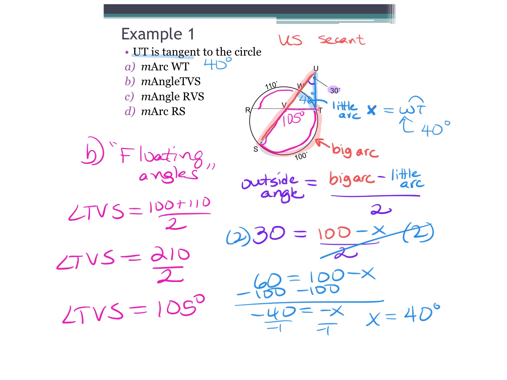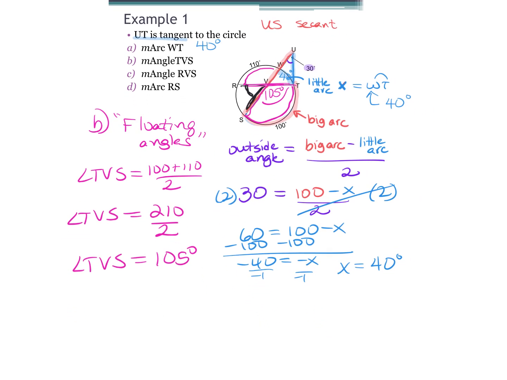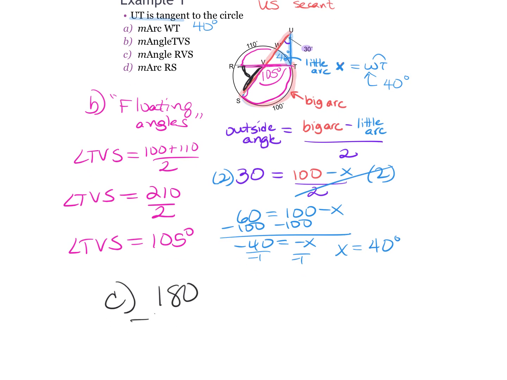Now the next piece that they want me to find is the measure of angle RVS. And RVS is located right here. The easiest way to do this is recognize that this angle and this angle are sitting on a straight line. It's a straight angle, it's a linear pair. So for part C, the easiest thing I can do is just take 180, subtract 105, and angle RVS is going to be 75 degrees.